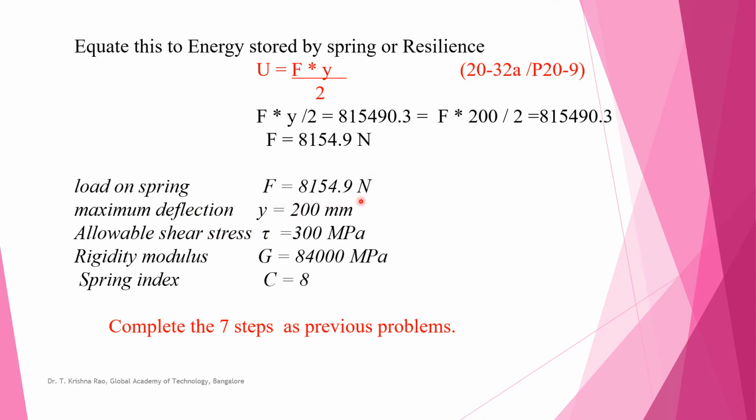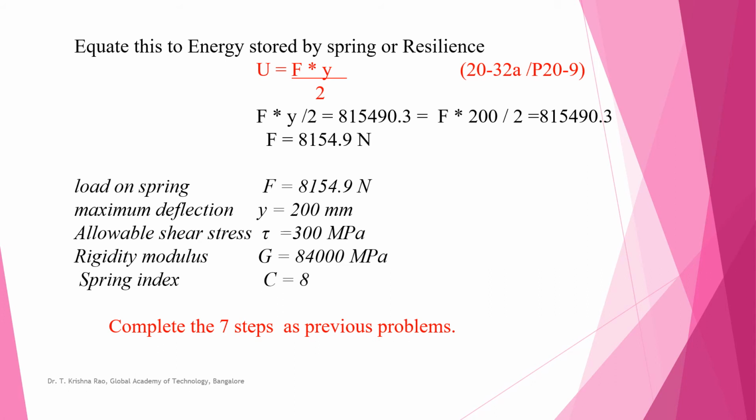We have calculated the load coming on that, deflection is given, shear stress is given, rigidity modulus is given, spring index given. So please carry out 7 steps like the previous 2 problems. First is to find out the diameter of the wire from the shear stress equation. Then in that we have to find out K and substitute. K depends on C. Second step, we find out the mean coil dia, inside dia of coil, outside dia of coil. Next step, we find out the deflection equation. From the deflection equation, we find the number of coils required.